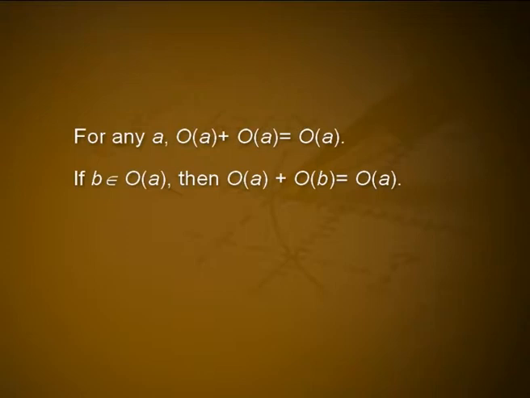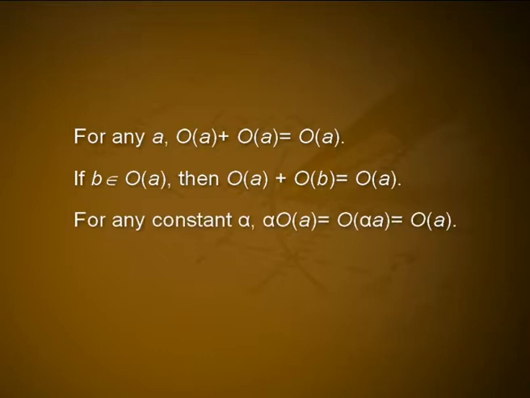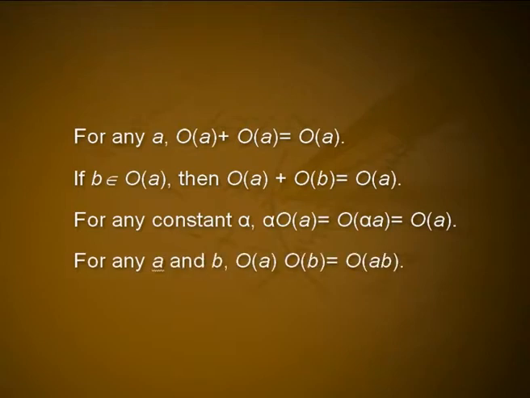And if B belongs to order of A, then order of A plus order of B is equal to order of A. For any constant alpha, alpha into order of A is equal to order of alpha A, which is equal to order of A. For any A and B, order of A into order of B is equal to order of AB.